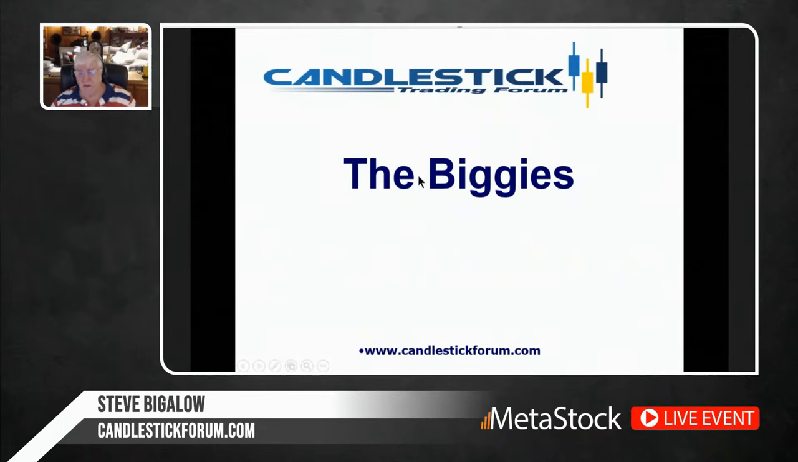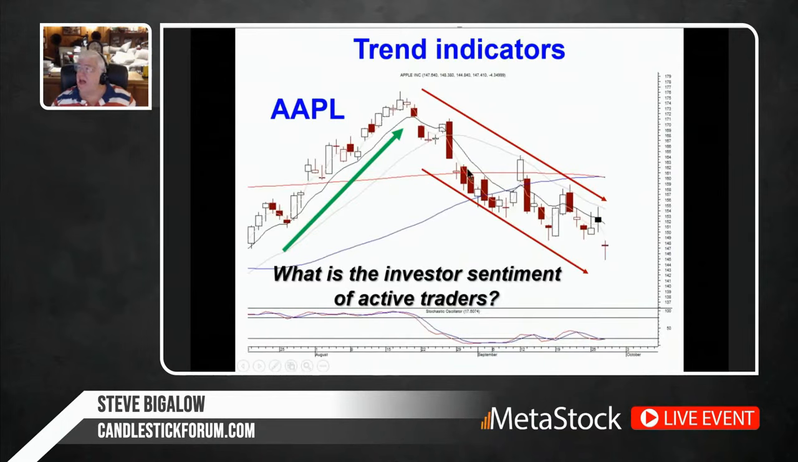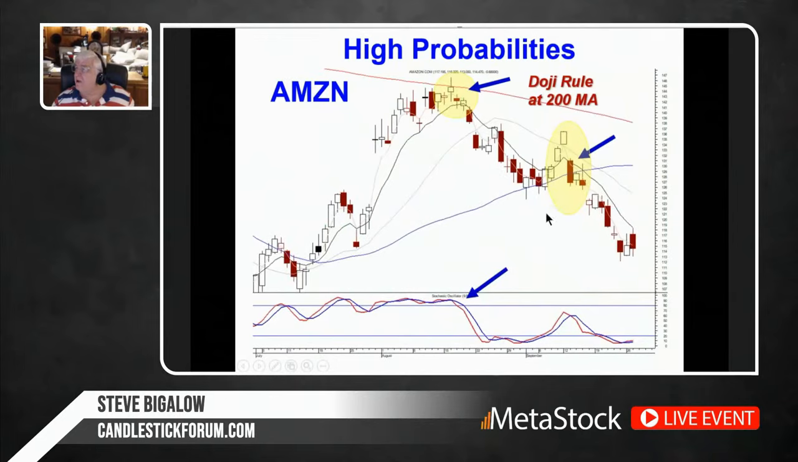Also, the biggies. The biggies are things like Apple. If Apple is in a downtrend or an uptrend, that's usually going to confirm that the market is moving in a positive or bearish direction. Right now, you can see Apple is trading in this downtrend, which is kind of confirming the downtrend of the market. Amazon. There you can see the same pattern in Amazon because it kind of trades with the market, or it is another indicator of investor sentiment.